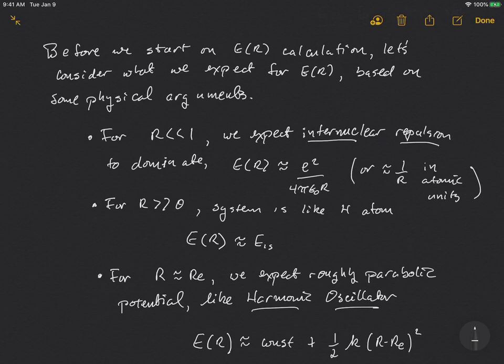First of all, let's consider the case where the internuclear distance is very small. For this case, we expect internuclear repulsion to be the dominant term, right? Both of the nuclei are going to be very close to one another, and the electron's going to be hanging around, but it's going to be a much less dominant term, and so we expect that our energy should be roughly 1 over big R in atomic units.